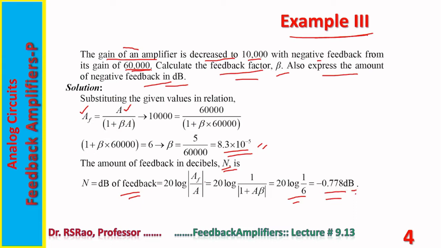Of course, it's also equal to 20 log 1 by mod 1 plus A beta. In this way also one can do it, because 1 plus A beta is available as 6. This way also one can find.